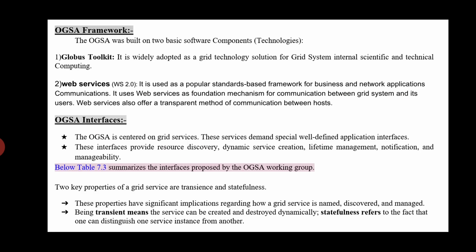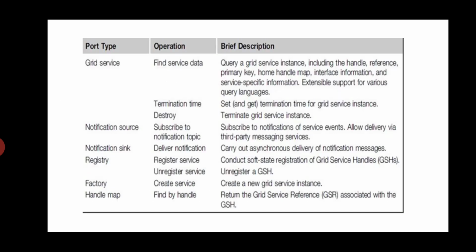First of all, we have to learn what exactly the meaning of transience is. Being transient means the grid services can be created and destroyed dynamically. And we have to learn what statefulness refers to: one can distinguish one service instance from another. This is nothing but statefulness.